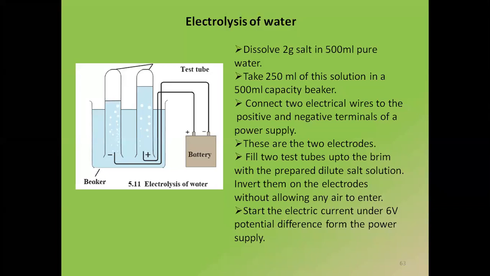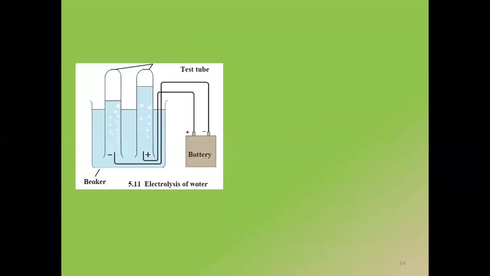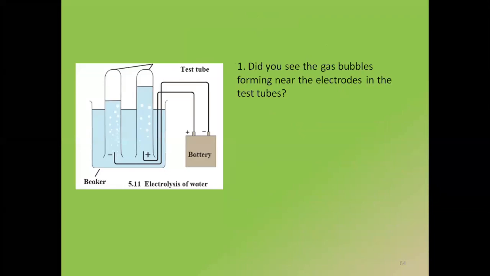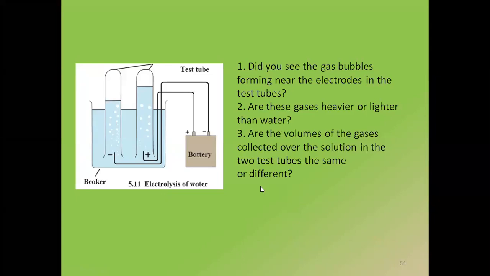So now I'm going to start the electric current under 6-volt potential difference from the power supply. And let us see what is going to happen in the test tubes after some time. 3 questions I'm going to ask you. Will you be able to see any gas bubbles forming near the electrodes in the test tubes? Definitely we are able to see here, but why? Are these gases heavier or lighter than water? Or are the volumes of the gases collected over the solution in the 2 test tubes same or different?